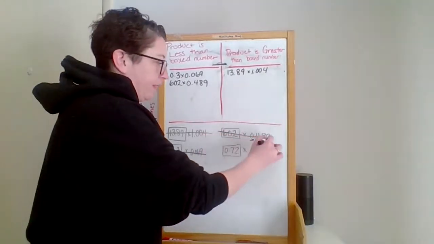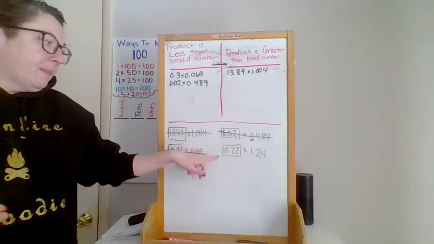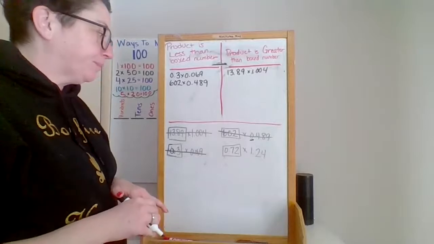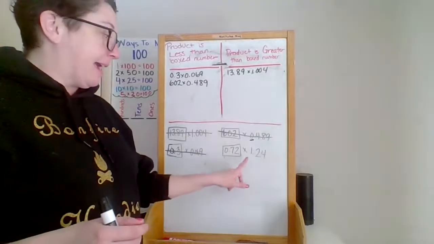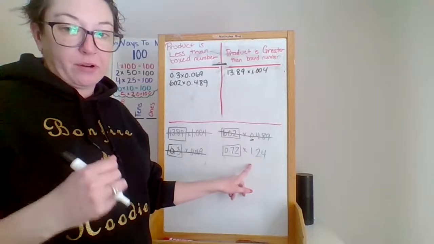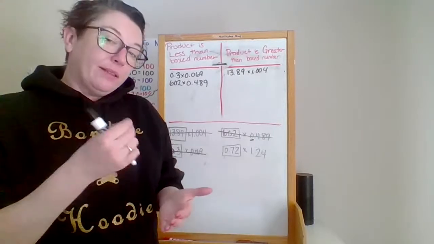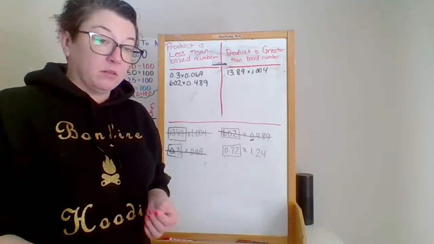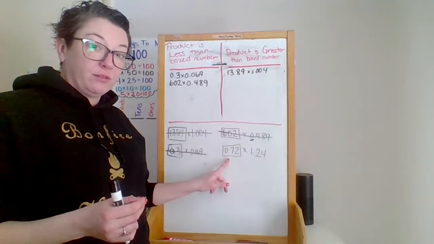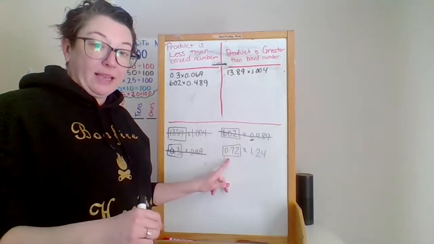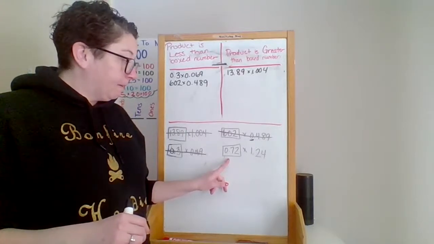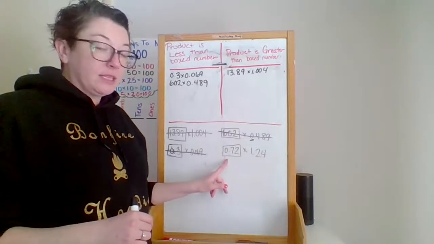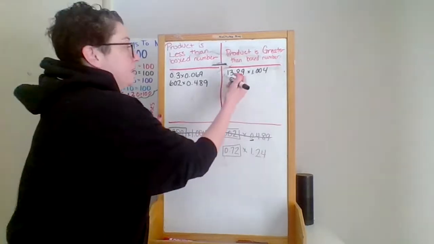Okay, let's do one more together and then you guys will do the rest on your own. We have 72 hundredths times 1 and 24 hundredths. So the difference here is that I have 1 and 24 hundredths. So that's 1 and a little bit more that I'm multiplying by. So if I'm multiplying by more than 1, what's going to happen to this number? Is the product going to be more or less? Think about it. I'm multiplying by something more than 1. Good. The product is going to be more than that. So this one will go over here.